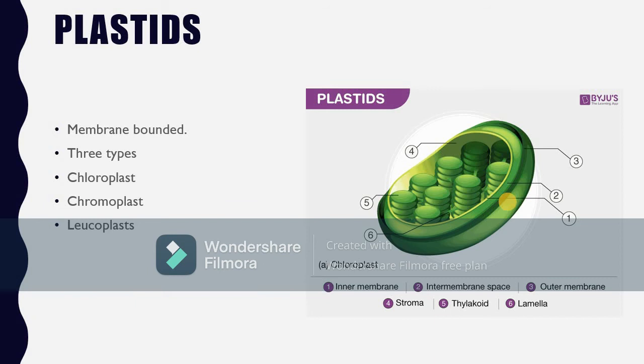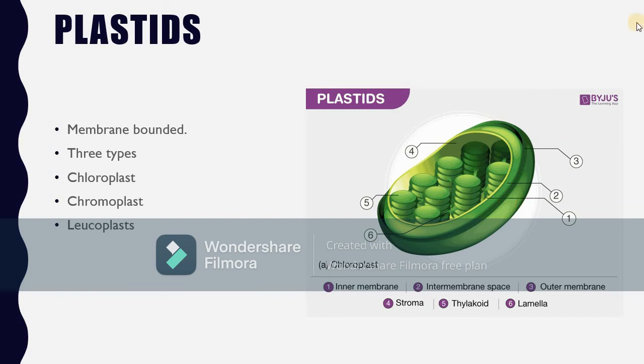Next one is plastids. Plastids are also membrane-bounded organelles that occur in the cells of plants and photosynthetic protists. This means these are not present in animals. They have a direct link with photosynthesis, and these are only present in plants. They are of three types: chloroplast, chromoplast, and leucoplast.